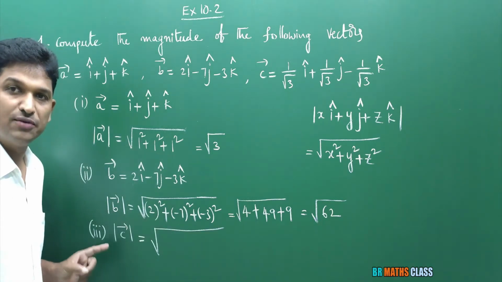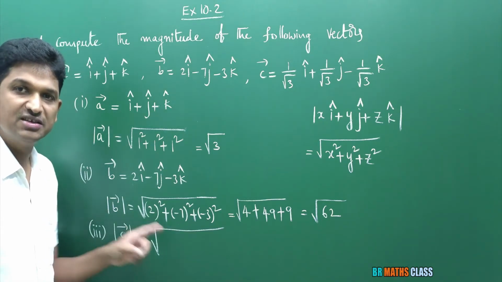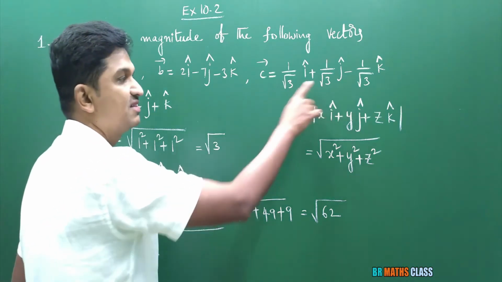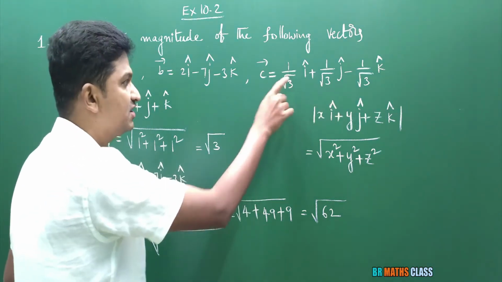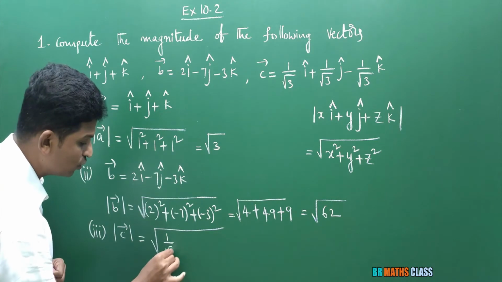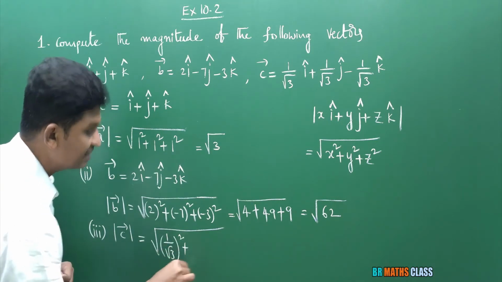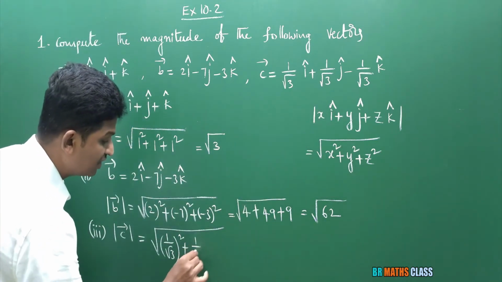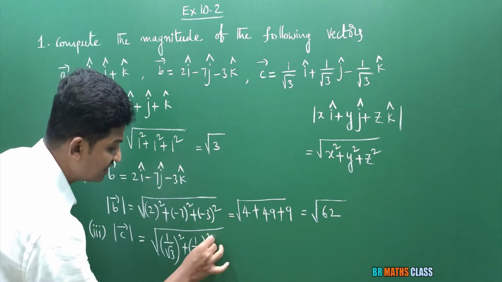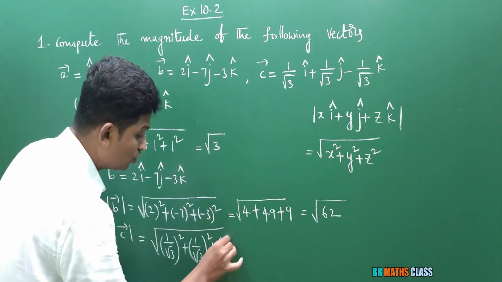Similarly, what is the magnitude of C cap? The magnitude of C cap is the square root of, this is the vector C bar, na? You take their scalar components: 1 by root 3 whole square plus, yes, again 1 by root 3 whole square plus minus 1 by root 3 whole square.